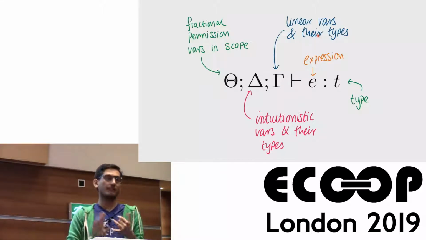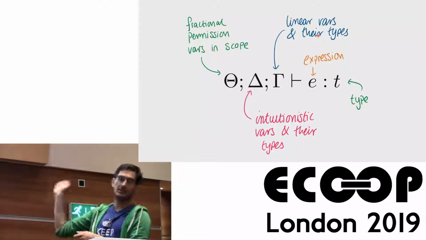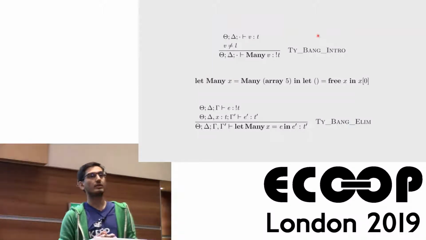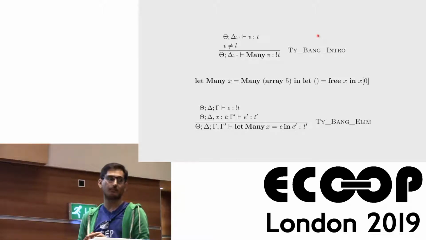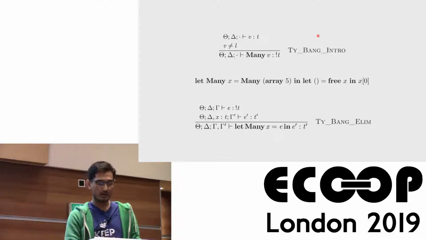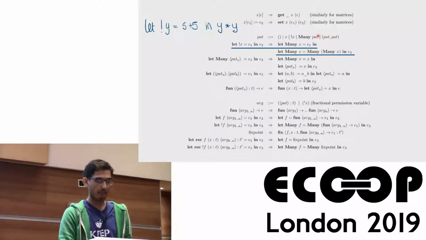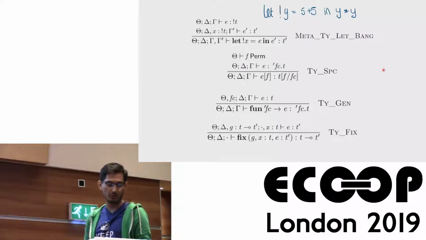We have to keep track of fractional permissions, intuitionistic variables, and linear variables separately. Expressions have a type T. We use value restriction for bang introduction, and this is important to prevent the example on screen from type checking. We also, using these introduction and elimination rules, are able to explain why the desugaring works in a type-safe manner. I'm going to skip over this because I mentioned this before. And we also have rules for specializing and generalizing fractional permissions.